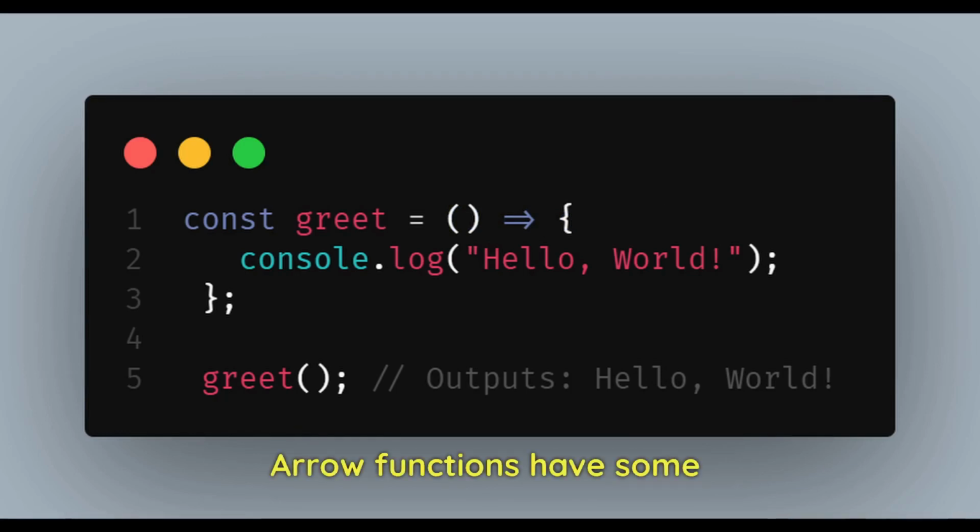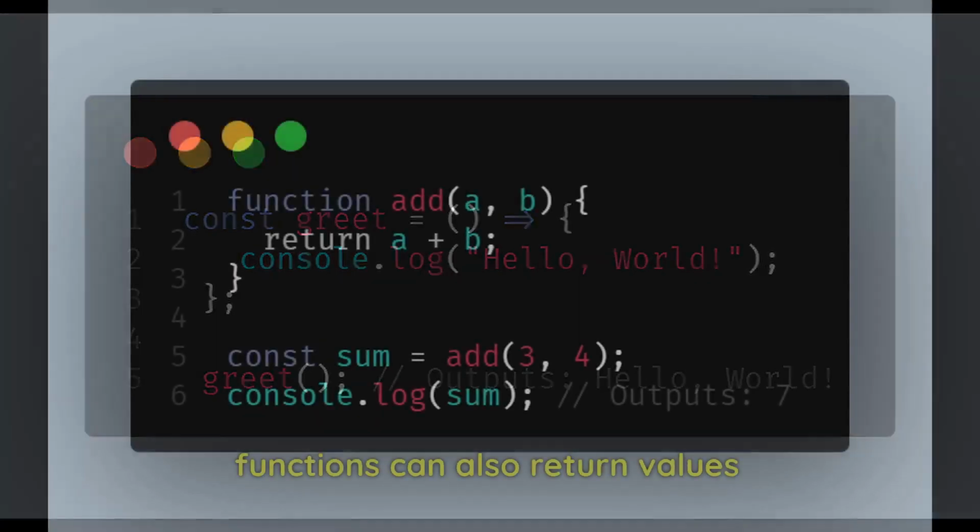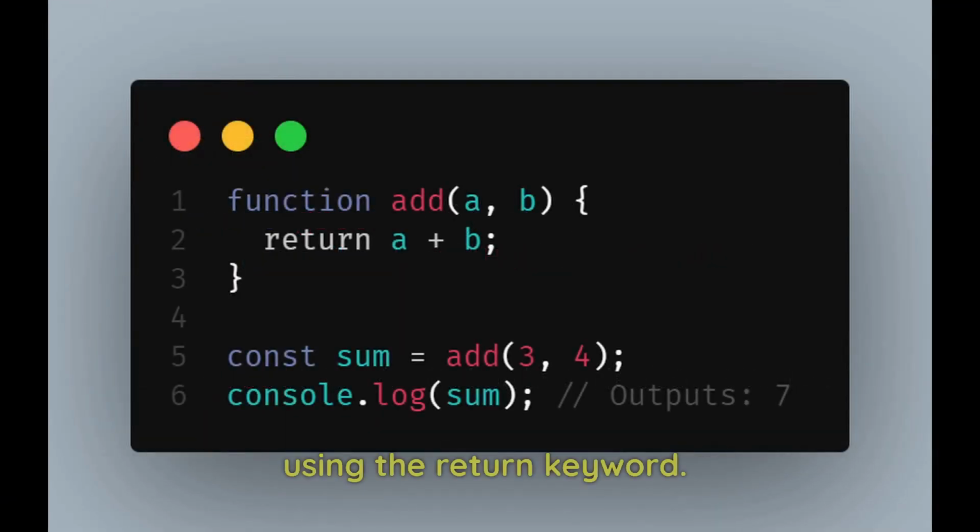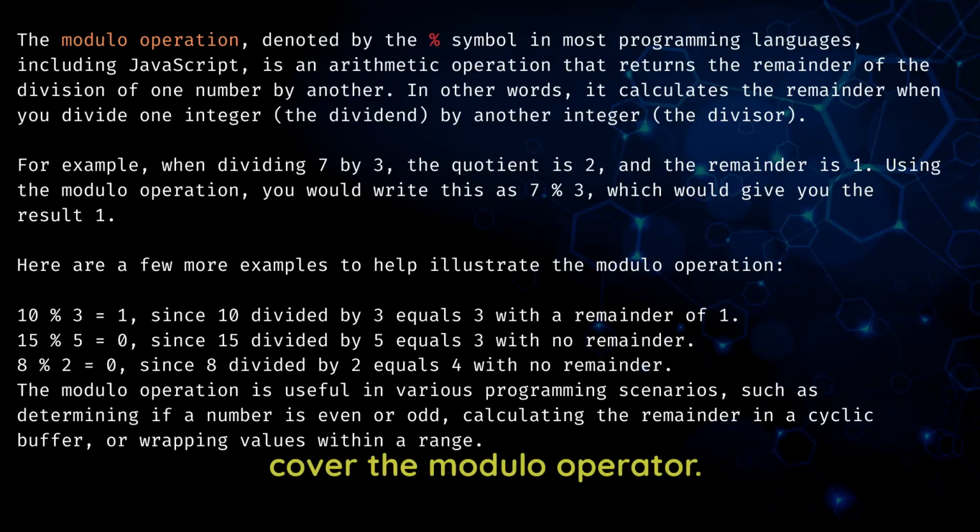Arrow functions have some differences compared to regular functions, such as handling the this keyword differently. We'll cover those differences in more detail in a future video. Functions can also return values using the return keyword. The value returned by a function can be stored in a variable or used in an expression. Here's an example. Let me quickly cover the modulo operator.